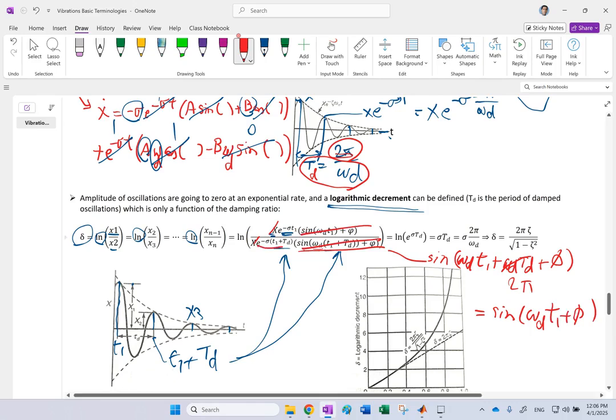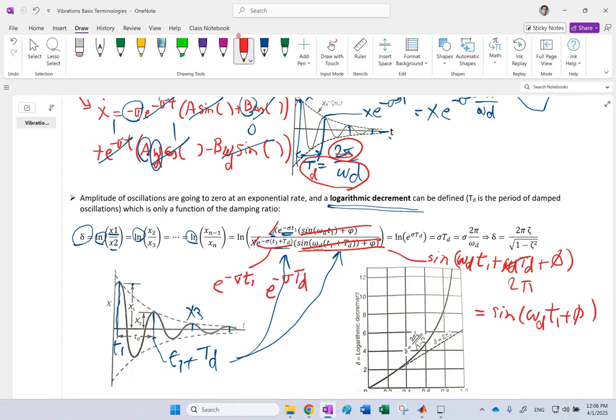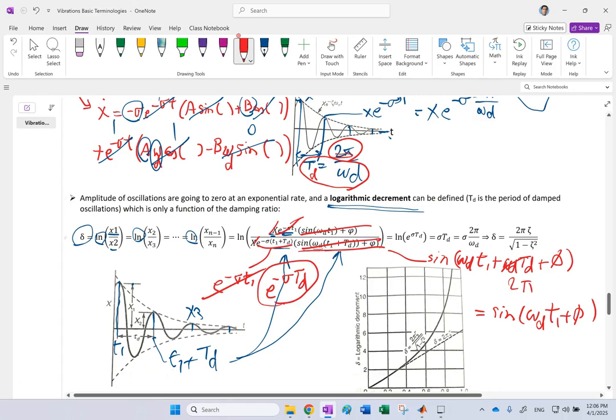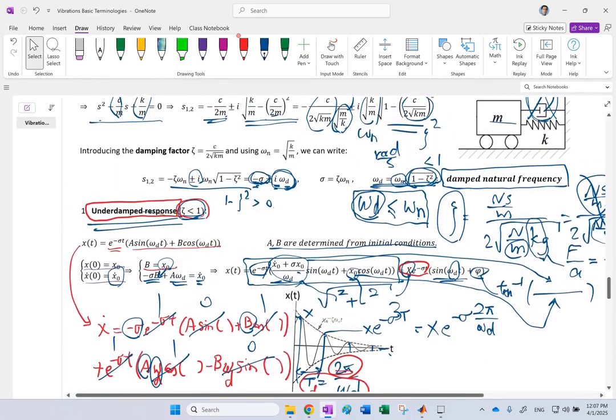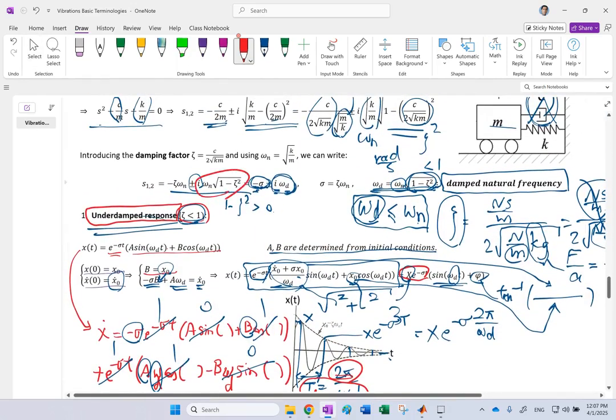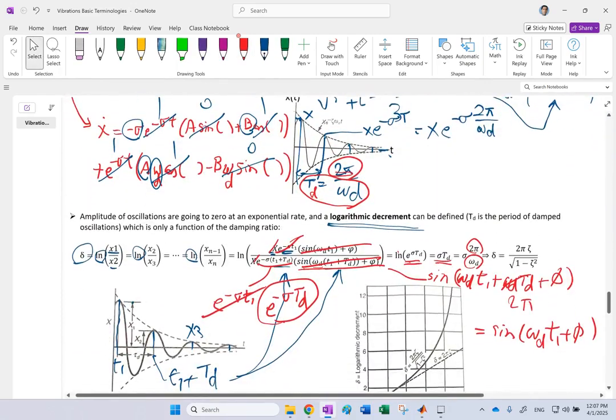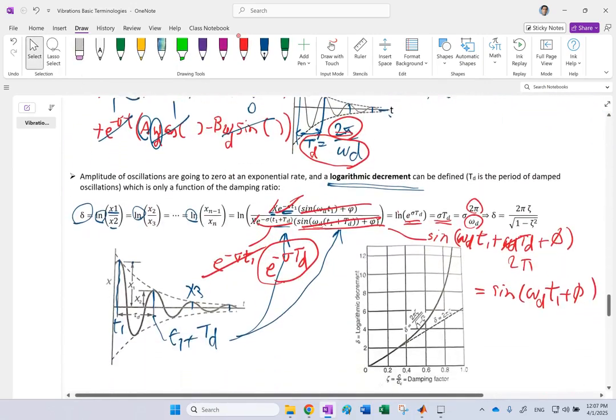This exponential can be written as e to the negative sigma t1 times e to the negative sigma td. And then this e to the sigma t1 and that one in the numerator will also cancel. And this negative exponential that is in the denominator comes to the numerator, so it becomes a positive exponential, and the natural log of exponential would cancel, so you simply get sigma td. And td is 2 pi over omega d, and omega d, based on what we just know, is omega n times square root of 1 minus zeta squared.